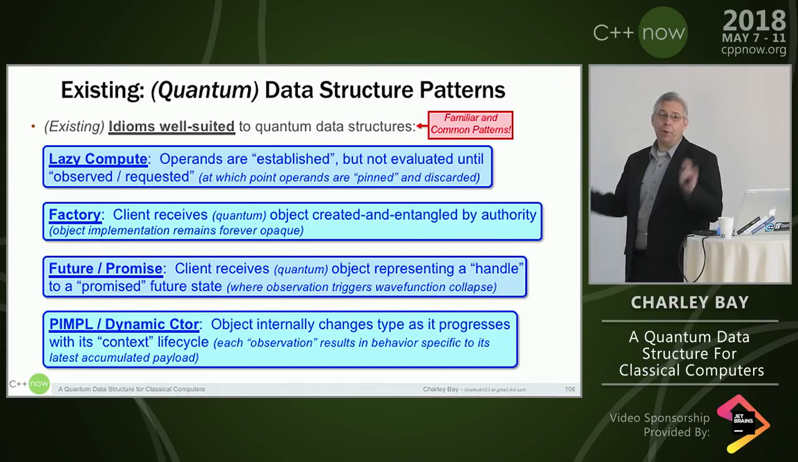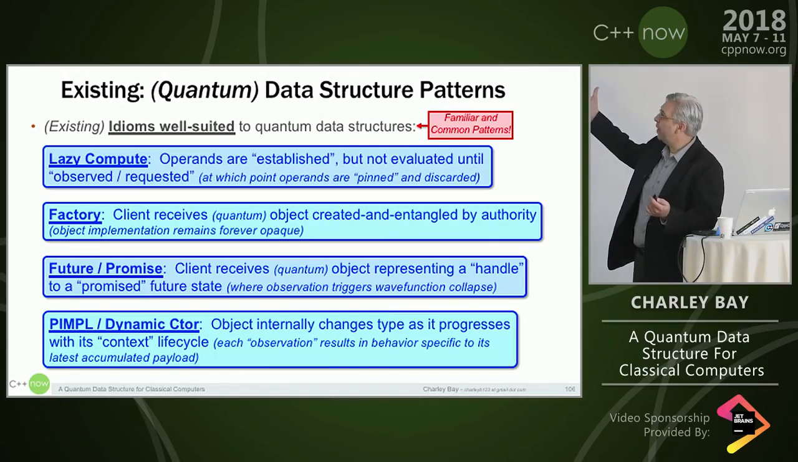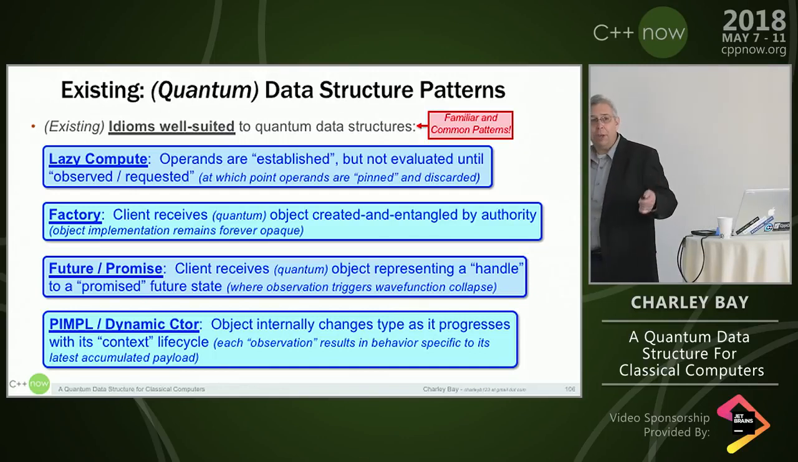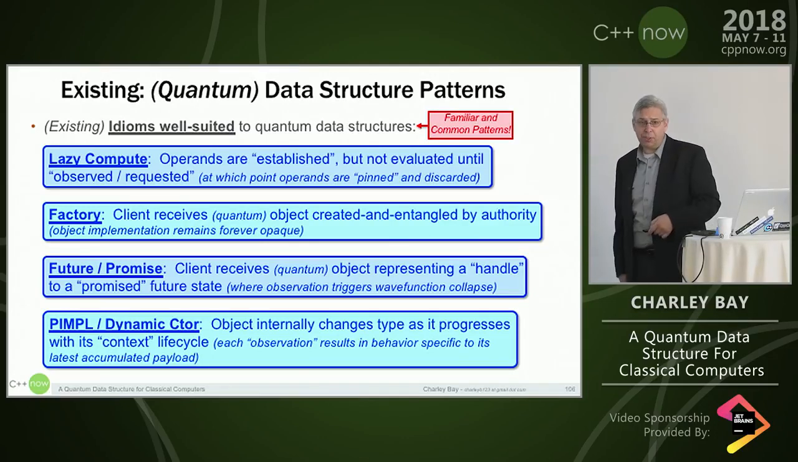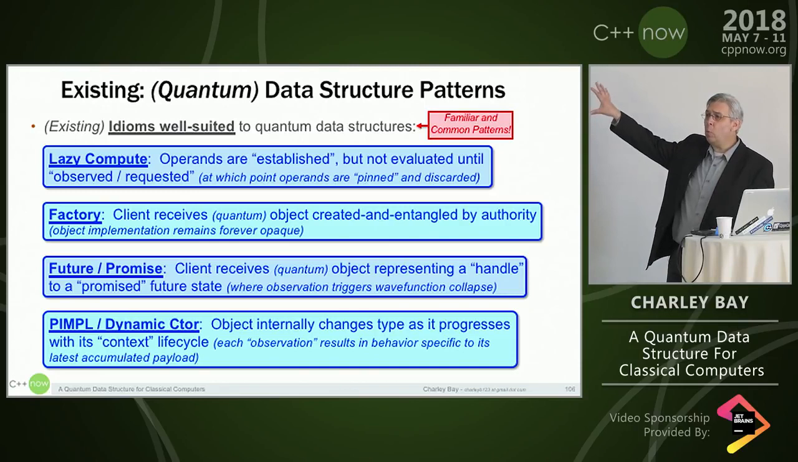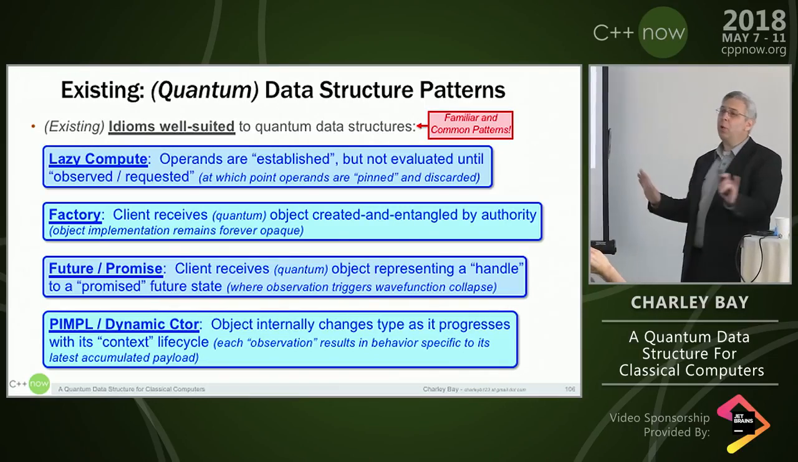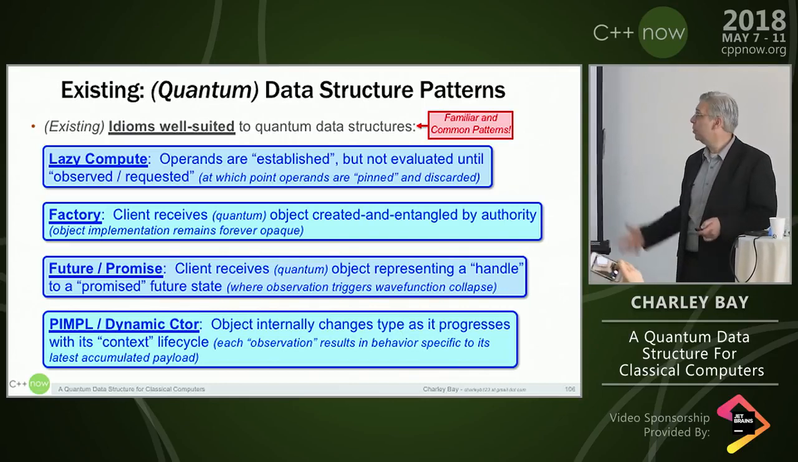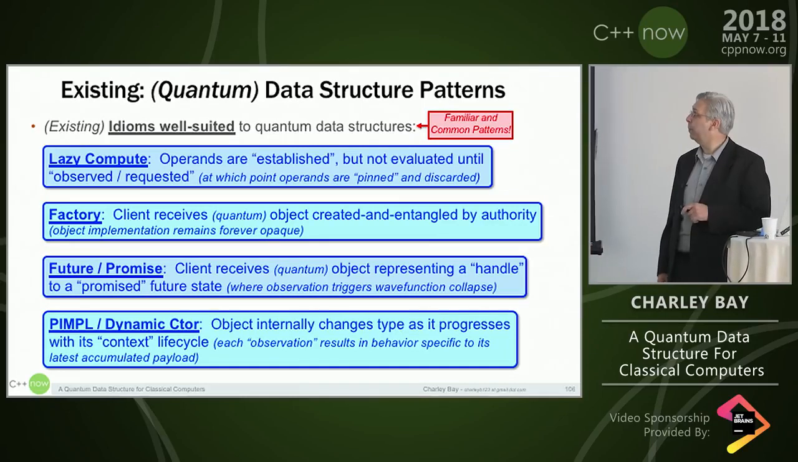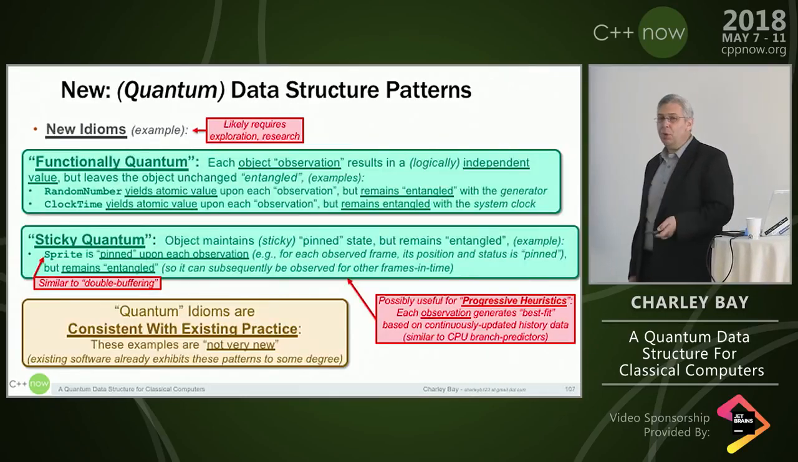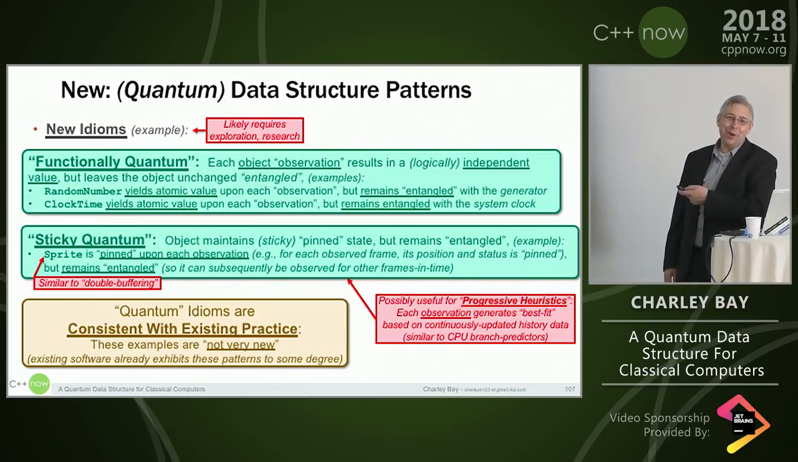These algorithms totally work great with quantum. And this is stuff we use. This is kind of like common convention. Lazy compute, factory, future promise, pimpl, dynamic ctor. All this is like well-known patterns that we do now. Totally works great if you had quantum hardware. This would be just fine. Familiar and common. There might be some new data structures, but they're not really that new, because this is basically how we work now.